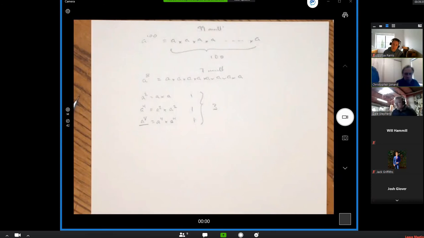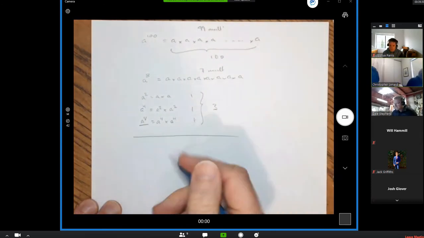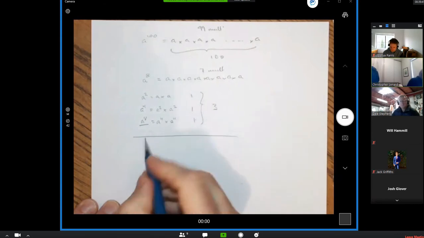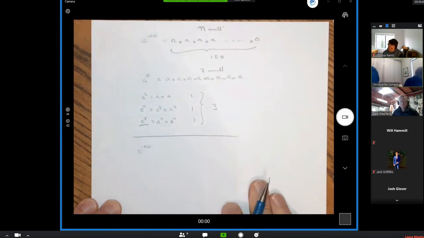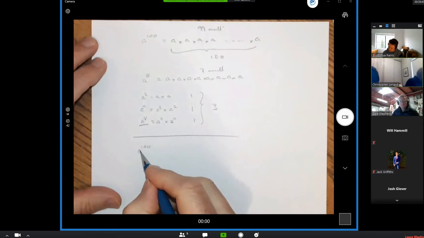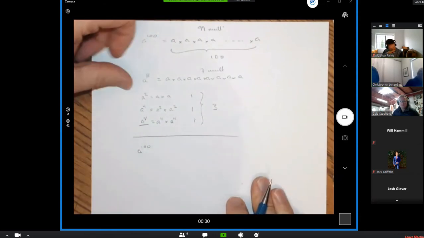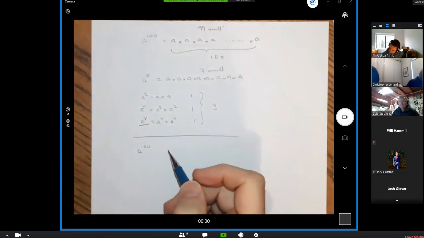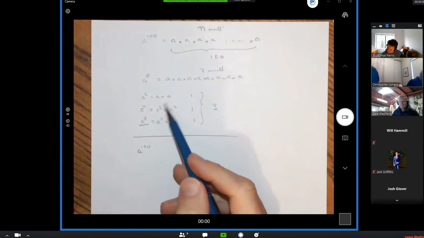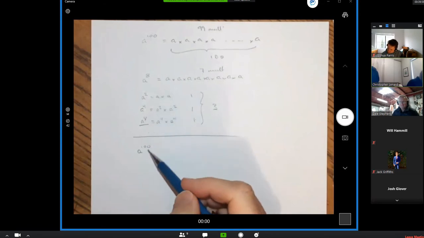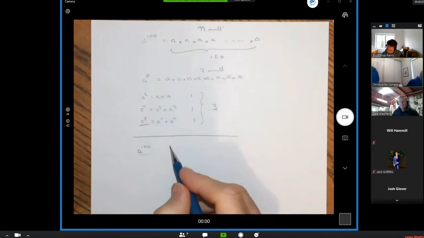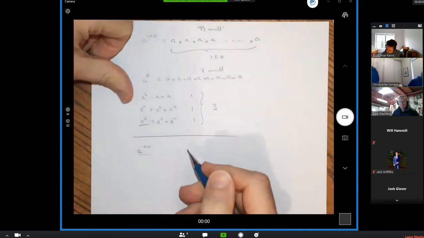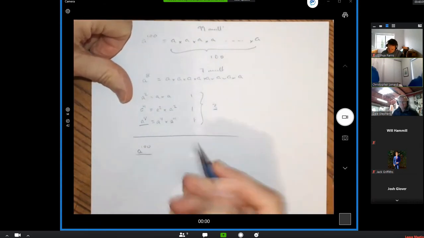So let me go back to a to the 100. Maybe we can do something like that. In mathematics, we just play with things. So there's a couple of ways of approaching this. I think I'm just, as I said, winging it as an explanation.